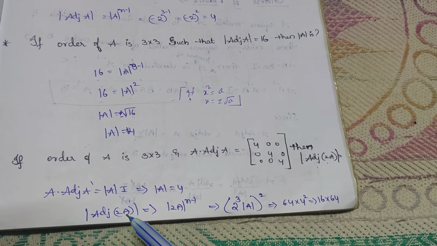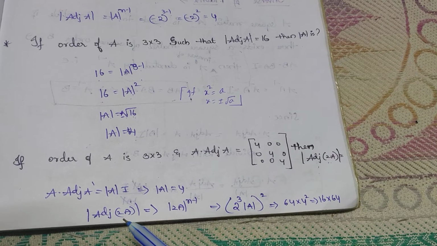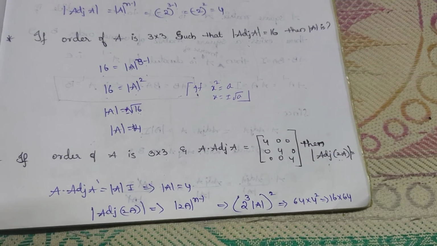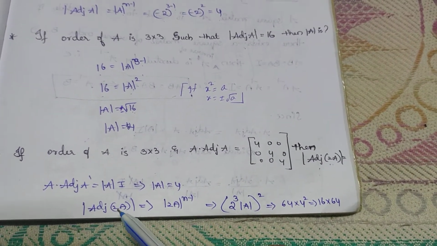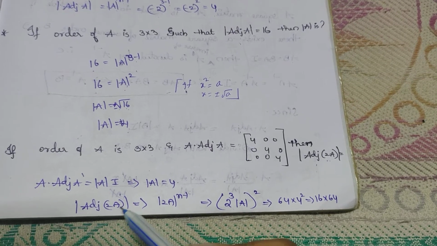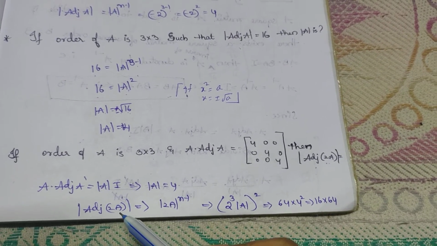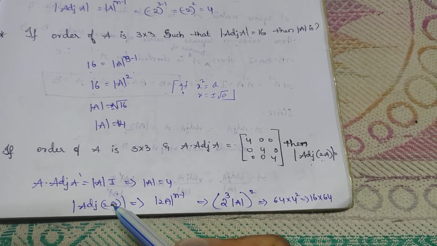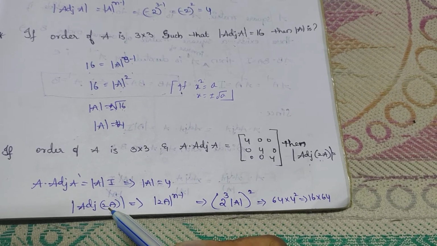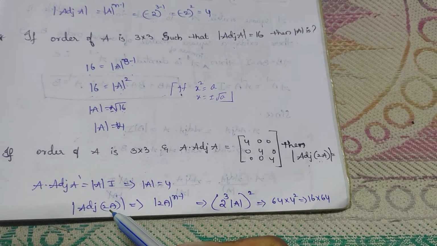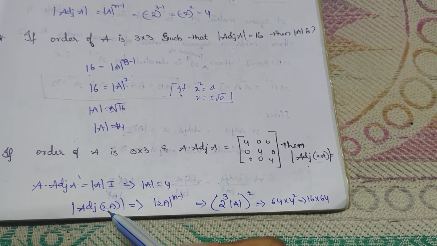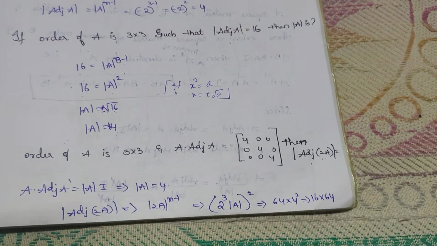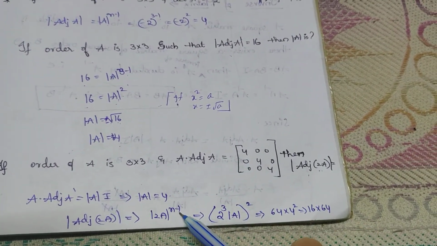Determinant of adjoint of 2A is nothing but 2 power n minus 1 into adjoint of A. Or in other words, we can write one thing. This 2A is also one matrix. Let us consider this is some B. Okay, this is one more method without confusion. Let us consider this 2A is some B. Determinant of adjoint of B is equal to determinant of B whole power n minus 1.